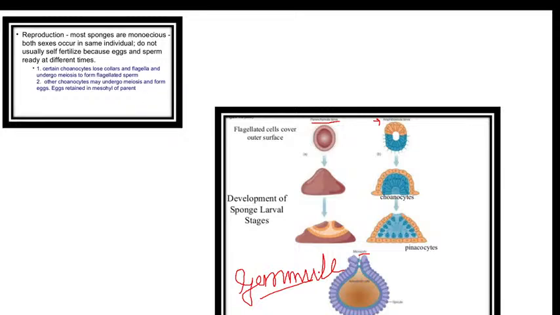Then reproduction, they show regeneration, budding, fission and sexual reproduction by the formation of larval forms such as parenchyma and amphiblastula. Then to overcome the unfavorable condition, they form gemmules. Gemmules are simply a group of amoeboid cells covered by spicules, and they have an opening called the micropyle through which the exchange of gases takes place.